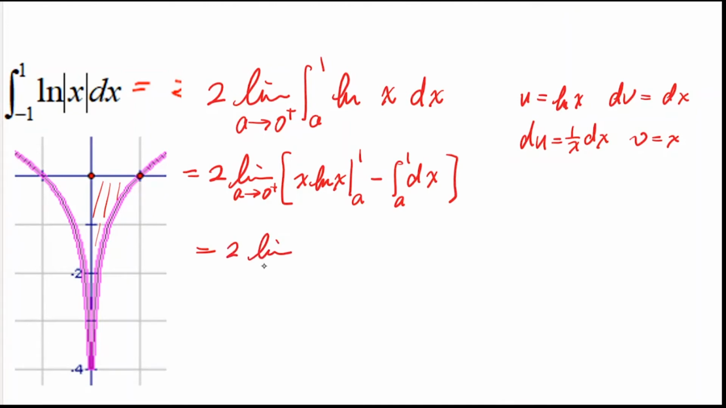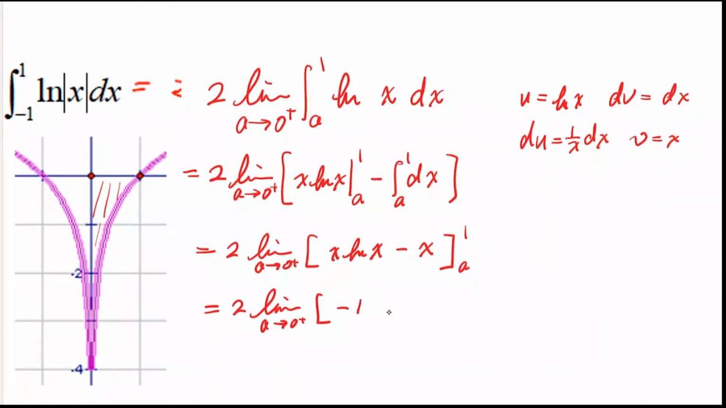So 2 times the limit as a approaches 0 from the right-hand side. This is x ln x, and this becomes minus x. Now I can write it here, a to 1. You get it? And now we have to wonder about what this limit is, right? Well, I have to substitute first. So limit as a approaches 0. Substitute 1: ln 1 is 0, so that goes away. So we have negative 1, and then minus a ln a, and then plus a.